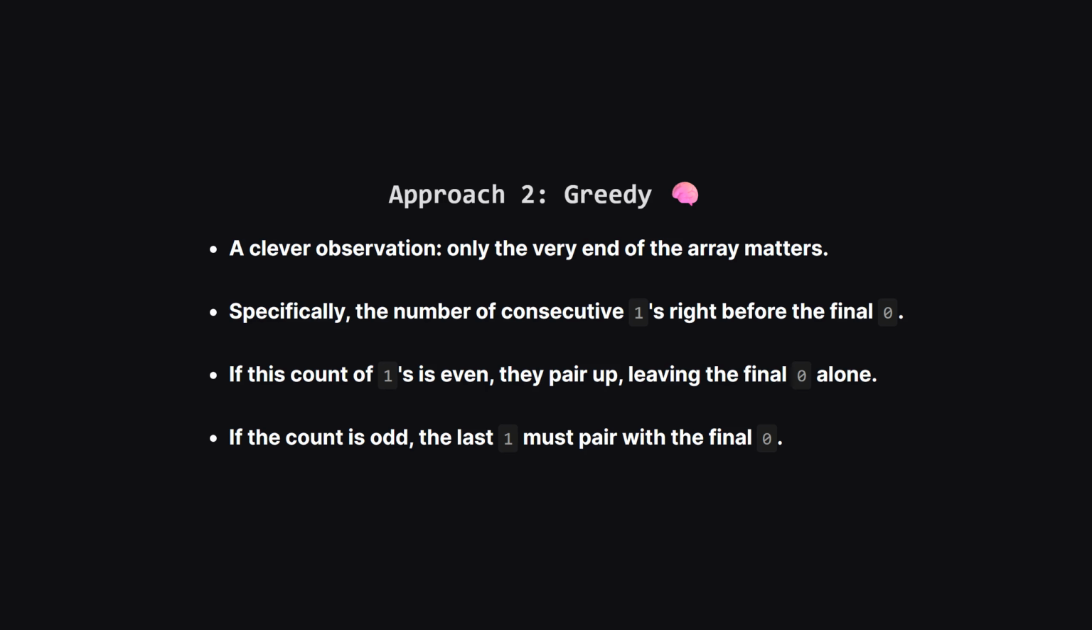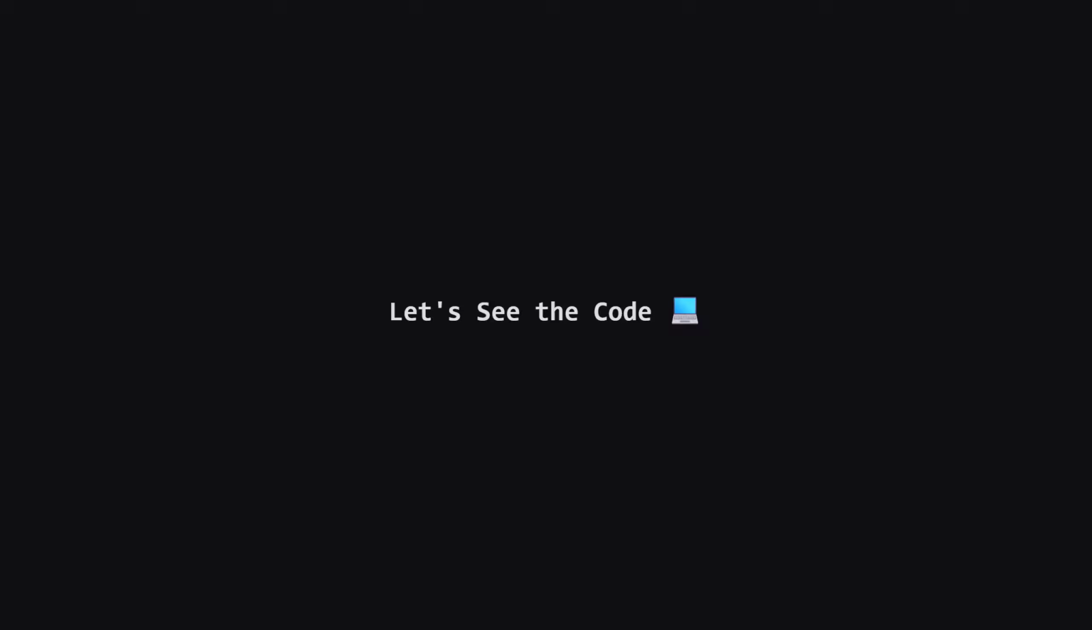Now for a second, much more clever approach. This one realizes that the entire beginning of the string doesn't really matter. All that matters is the block of 1s right before the final 0. Think about it. A pair of 1s decodes to a single character. So if you have an even number of 1s before the final 0, they all pair up with each other. This leaves the final 0 all by itself, as a 1-bit character. But, if you have an odd number of 1s, the last one will be left over, and will be forced to pair with the final 0, creating a 2-bit character. This is a really neat trick that avoids iterating through the whole array.